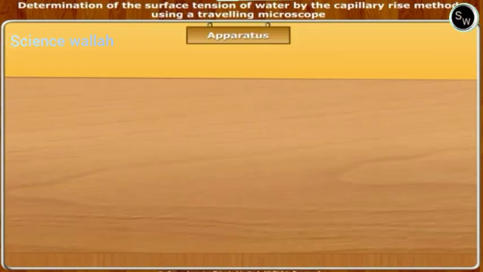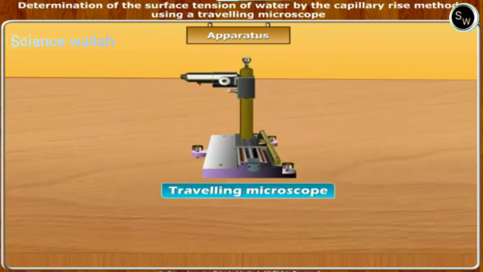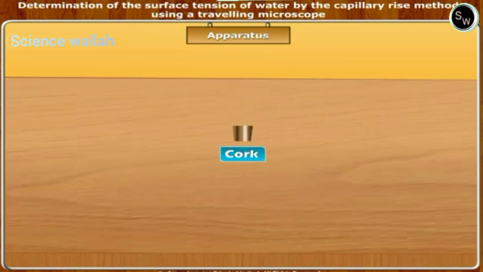Apparatus. We require the following apparatus to perform this experiment: a capillary tube, a beaker containing water, a traveling microscope, a cork, a rubber tube, a wooden block, a stand, and a pin.